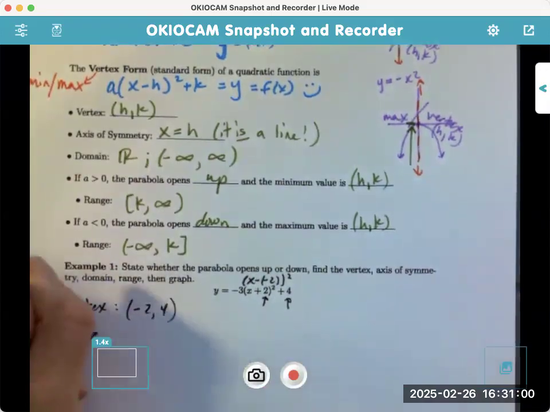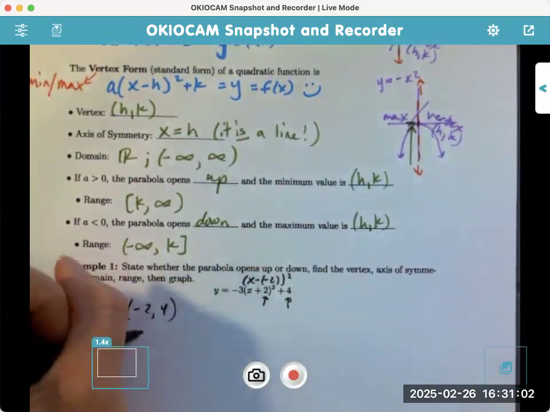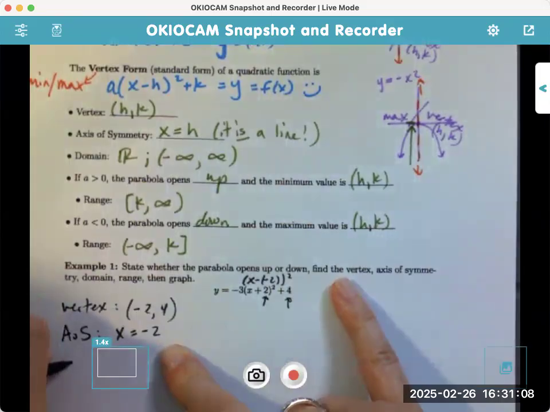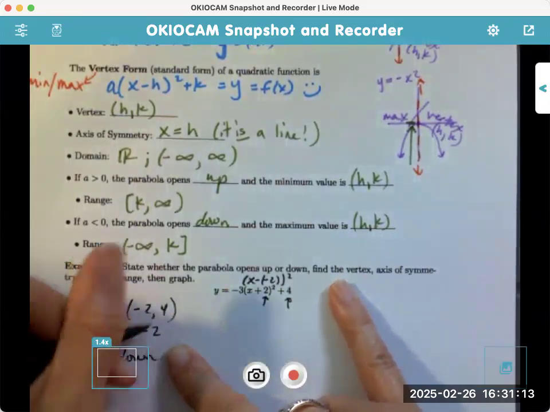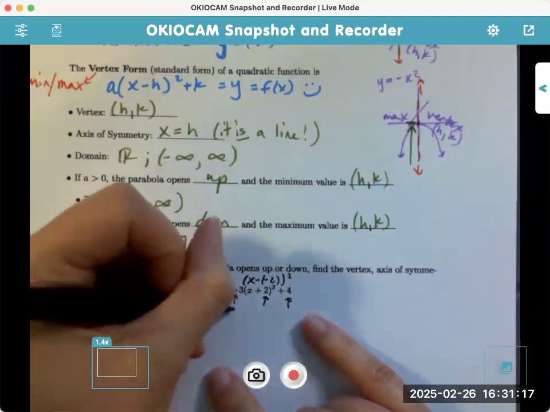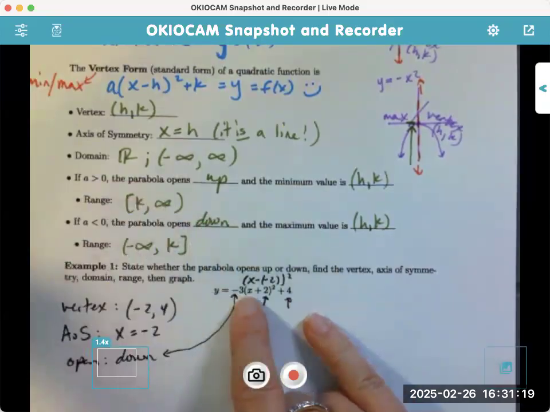The axis of symmetry is x equals -2. Where was it? Oh yeah, so we open down because we have a -3, right? We open down because that is a negative out in front.